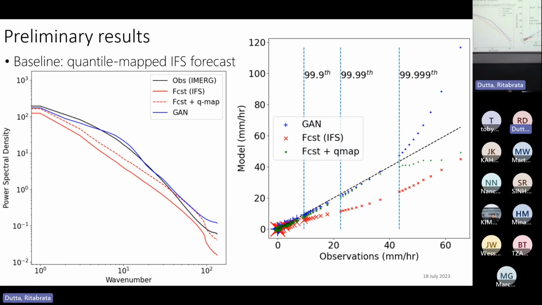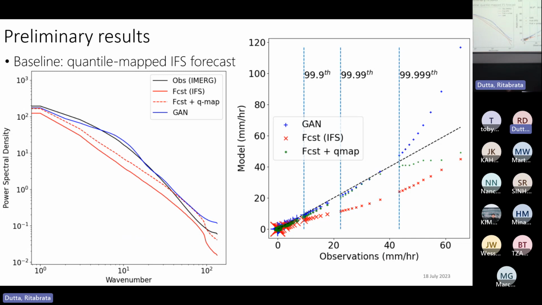So, just presenting some results that we've got at the moment. First of all, we look at some more climatological measures. On the left here, we have the radially averaged power spectral density. This is a measure of how realistic our forecast looks. Is it producing the right kind of frequencies? The GAN is there in blue. You can see that it improves a decent amount.